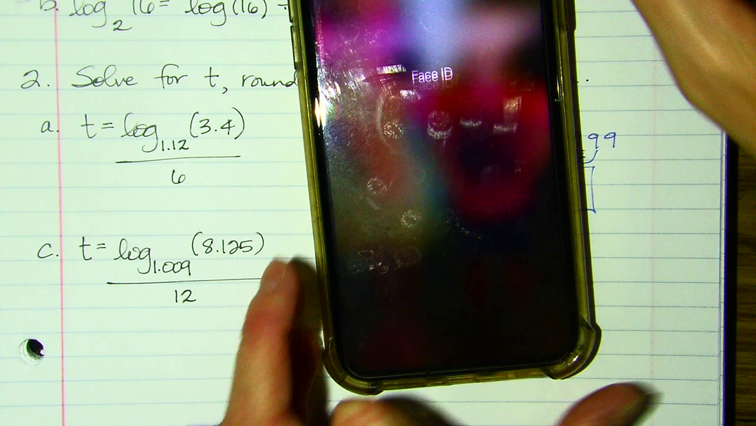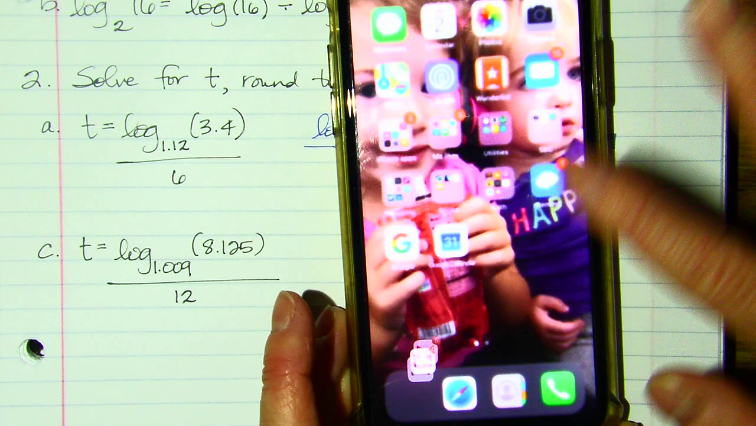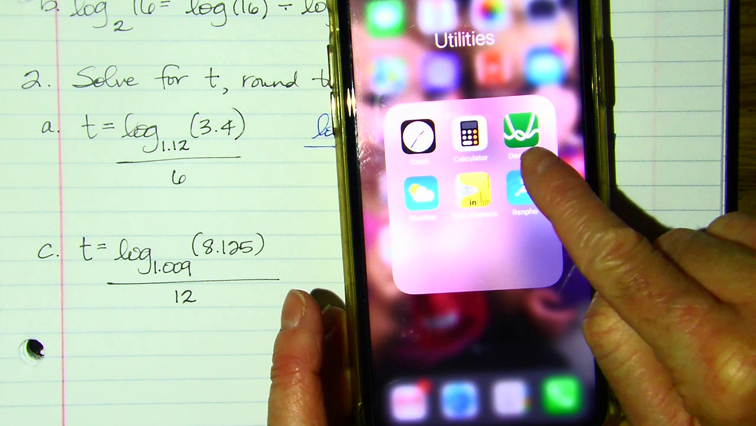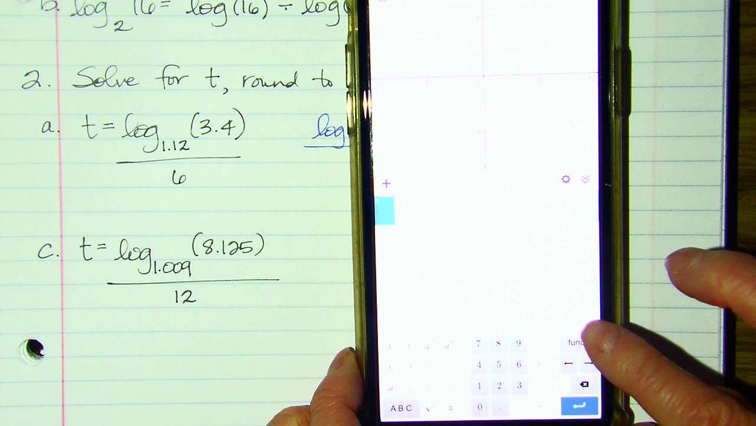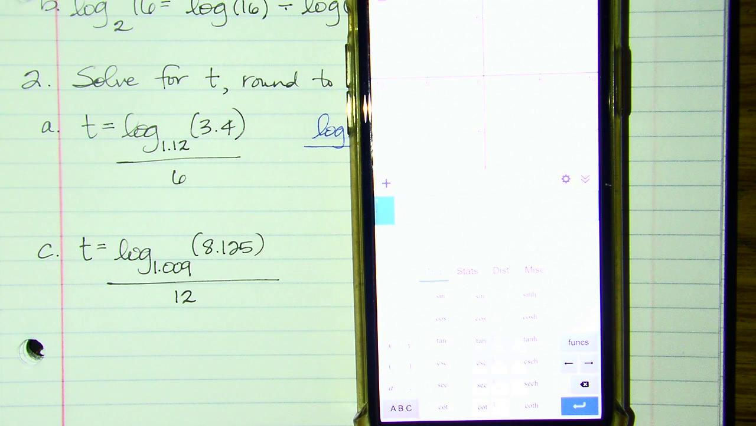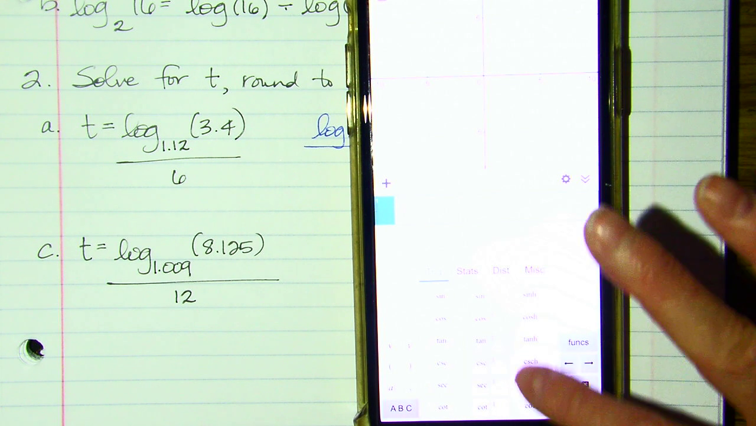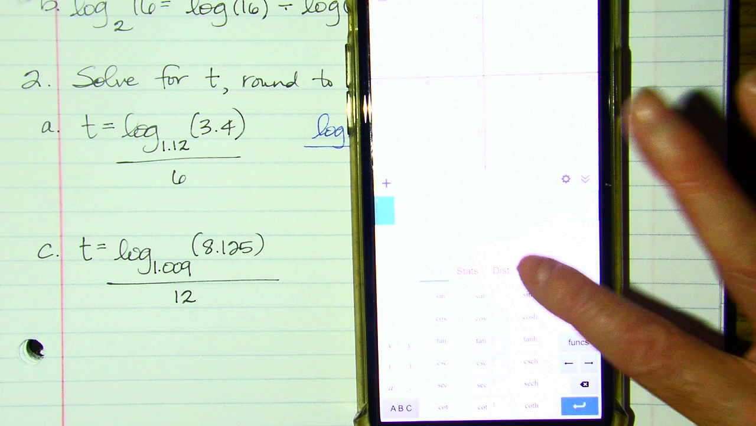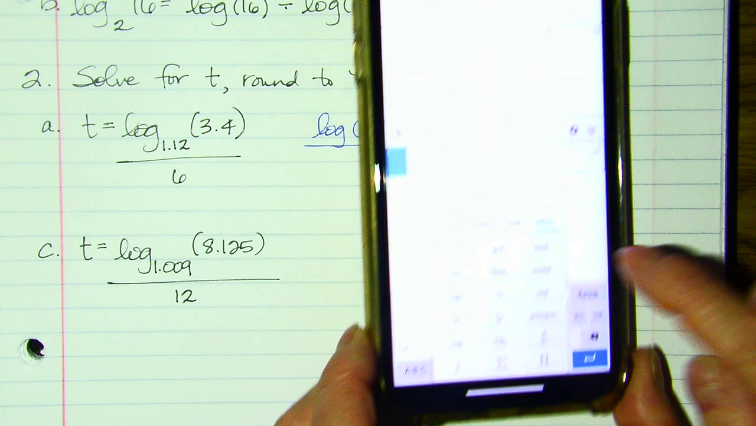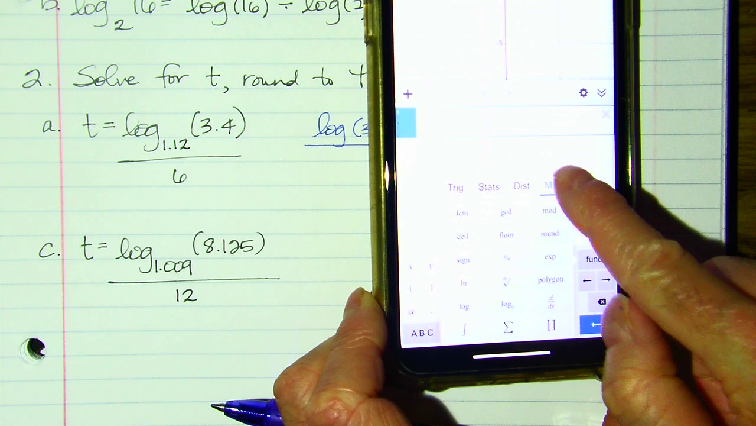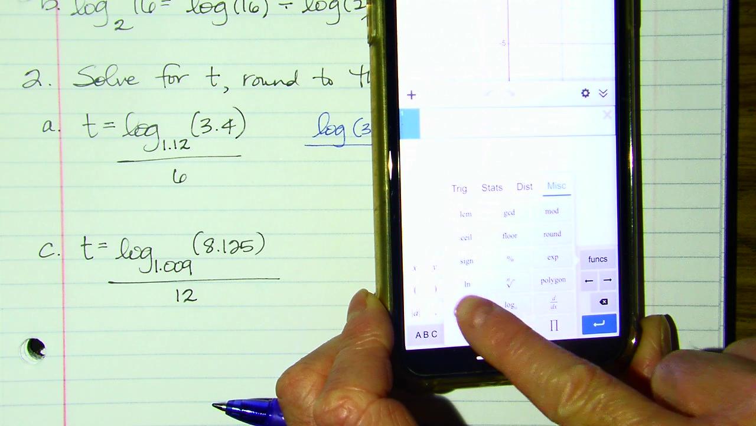So if you don't, Desmos is on all school iPads. So it's this little green button. My phone provides a major glare, but if you go to functions, under trig, no, where is it? Miscellaneous. Here it is. If you hit functions and then miscellaneous, it's on the bottom left.